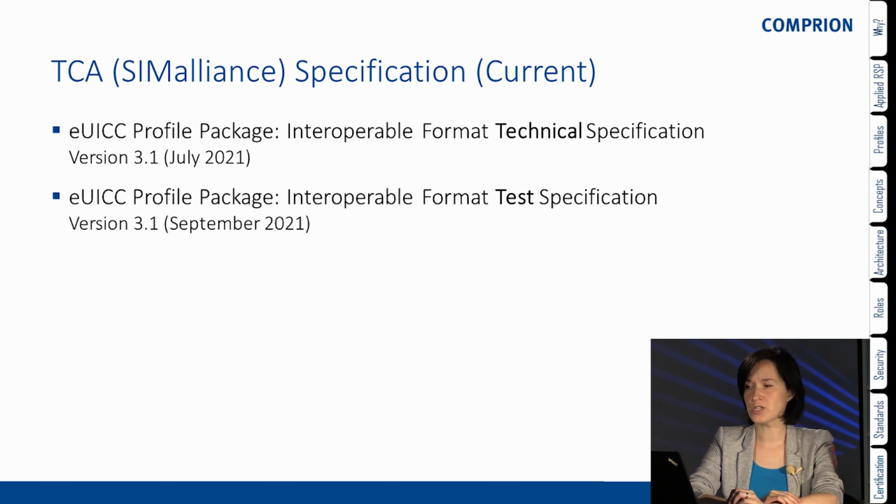There were some changes, and therefore we have the core specification. It's the eUICC profile package interoperable format technical specification. By the way, the specifications are available on the corresponding pages of the standardization groups. You can see the current version on the screen. And there is a test specification, so you can see the current version on the screen.